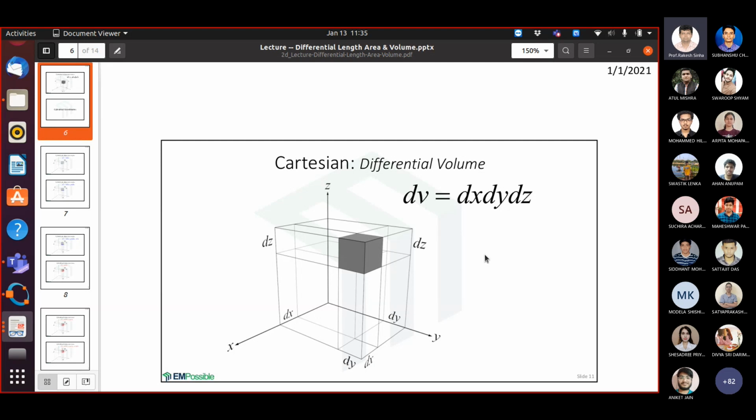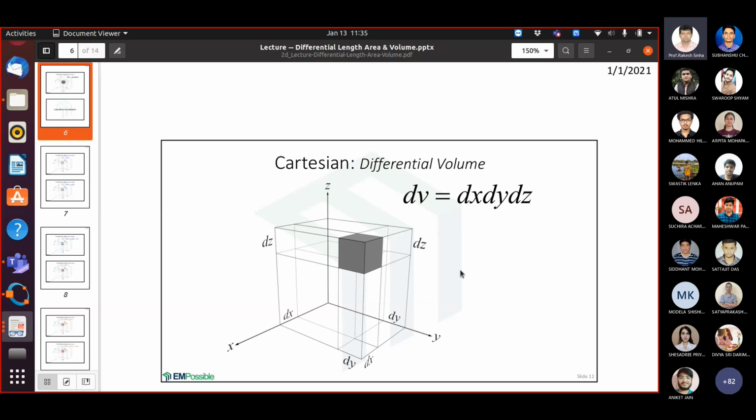For example, if you have a cube, then it is easy to use the Cartesian system. If you have a sphere, then it is easy to use the spherical coordinate system. Or if you have a cylinder, and you want the total charge inside it, it is easy to find using the cylindrical coordinate system. That's why we use different coordinate systems to solve a particular problem.